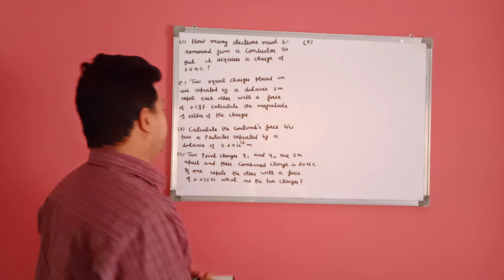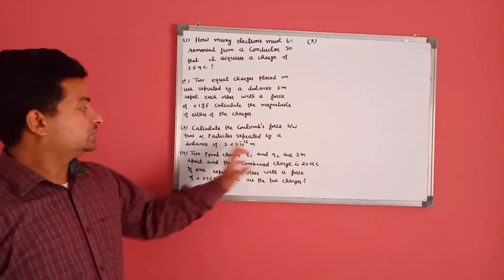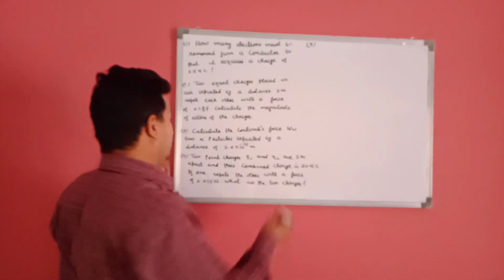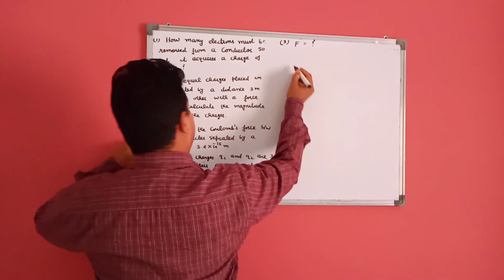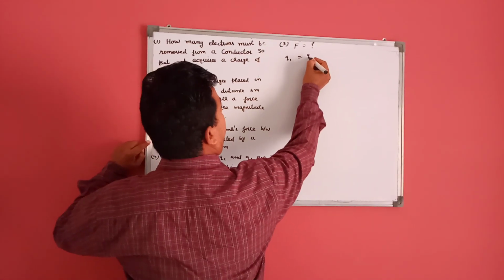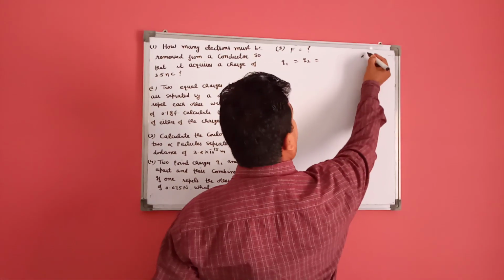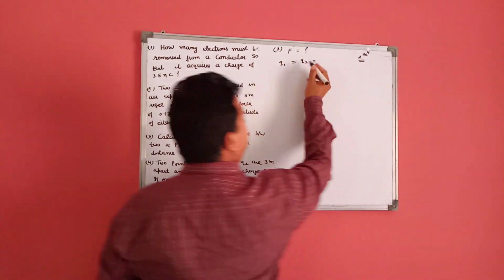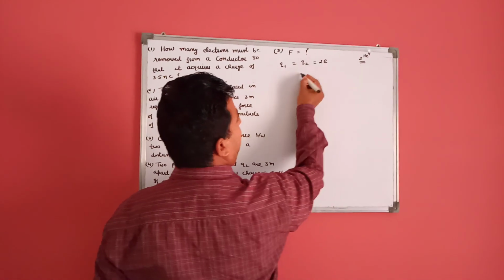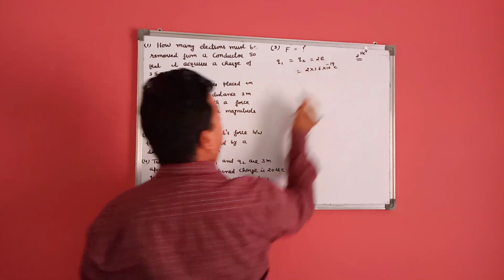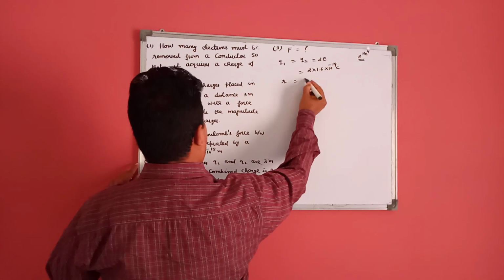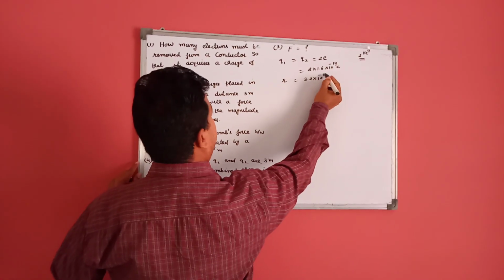In the third problem, calculate the Coulomb's force between two alpha particles separated by a distance of 3.2 into 10 to the power minus 15. In this, we have to find the force between two alpha particles. Alpha particle is 2He4, in which the charge is double that of an electron, that is 2 into 1.6 into 10 to the power minus 19 coulomb. Distance between them is 3.2 into 10 to the power minus 15 meter.